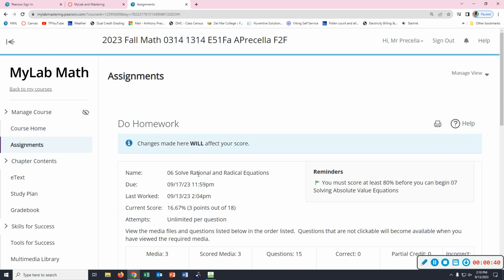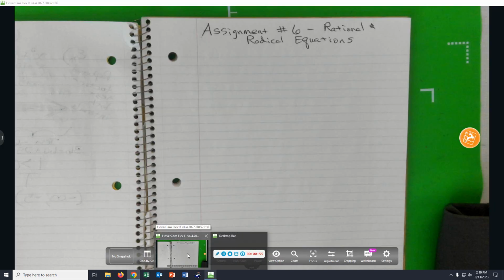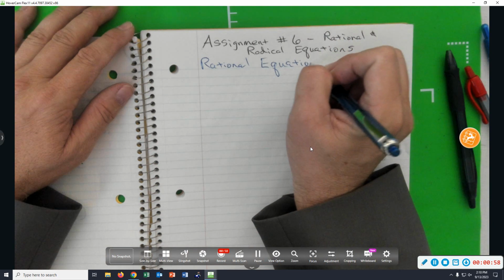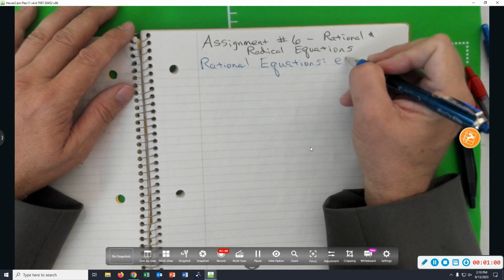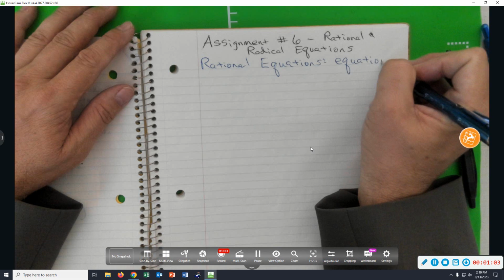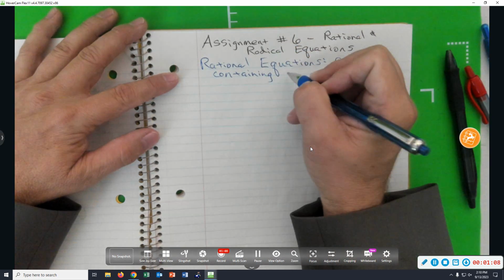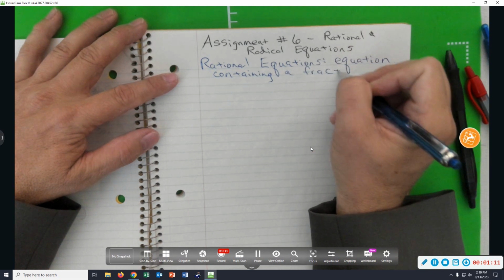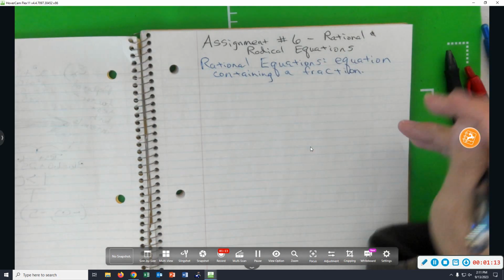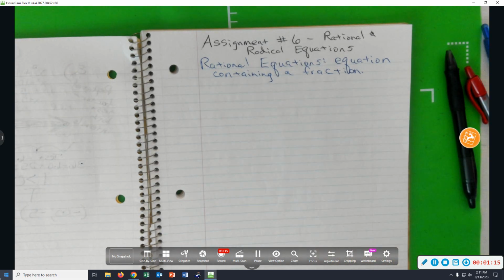Since it's called rational and radical equations, why don't you tell them what a rational equation is? In algebra, rational means fraction. I guess I'll define it: it's an equation containing a fraction. In algebra and in math, rational is just another word for fraction.